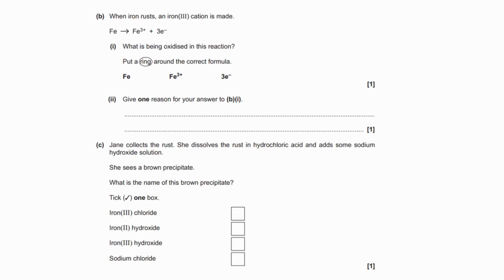Part B. When iron rusts, an iron cation is made. So we've got iron, and that produces iron 3 plus and 3 electrons. What is being oxidized in this reaction? Put a ring around the correct formula. So the knowledge you need to know for this one is what we mean by oxidation and reduction. So this is actually a redox reaction. So in a redox reaction, reduction and oxidation happen simultaneously. So reduction is the gain of electrons and oxidation is the loss of electrons.